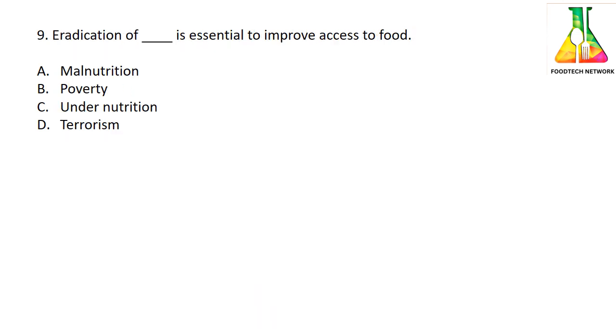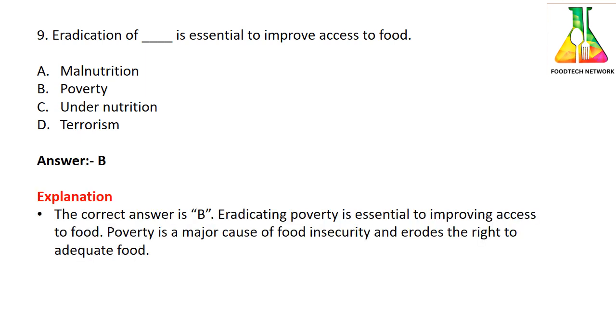Number 9. Eradication of dash is essential to improve the access to food. Option A malnutrition, option B poverty, option C undernutrition, and option D terrorism. So the B, that is poverty. Eradicating poverty is essential to improving the access to food. Poverty is a major cause of food insecurity and erodes the right to adequate food.